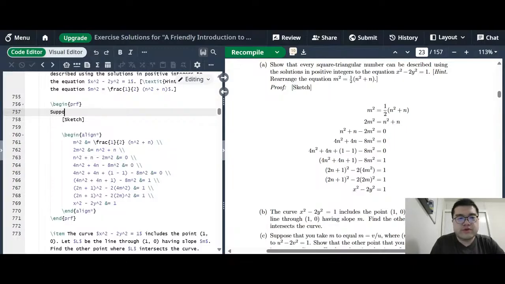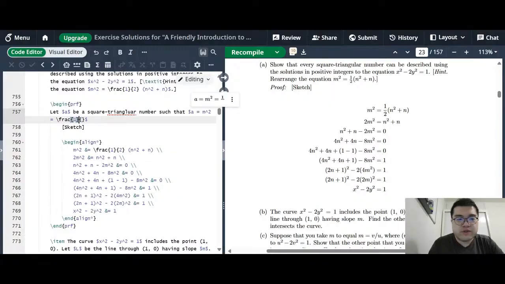So suppose that, or we can say, let A be a square triangular number such that A is equal to m squared, which is again equal to 1/2 n squared plus n, for some m and n. In this case, again, we assume that we're talking about positive integers.